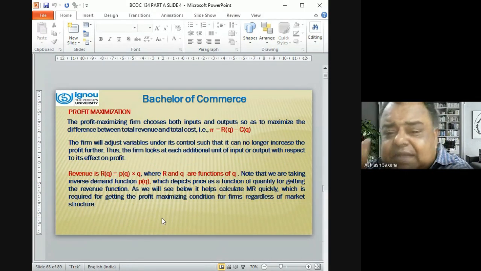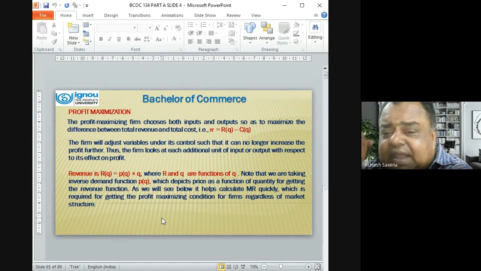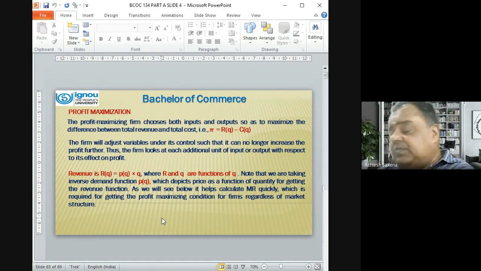How is profit maximization done? The profit maximizing firm chooses both input and output so as to maximize the difference between total revenue and total cost. The firm will adjust variables under its control such that it can no longer increase the profit further. Thus, the firm looks at each additional unit of input or output with respect to its effect on profit. Revenue function is price into quantity.